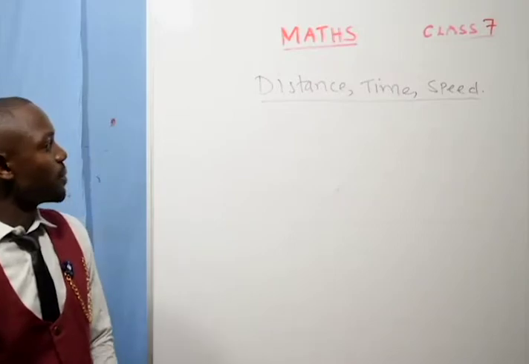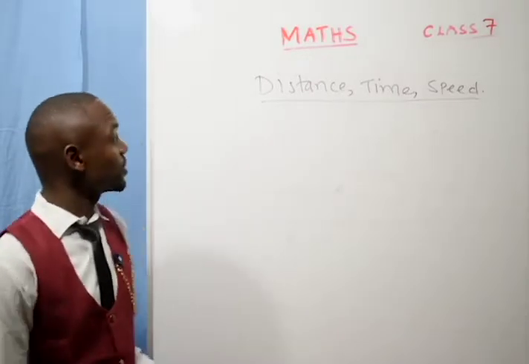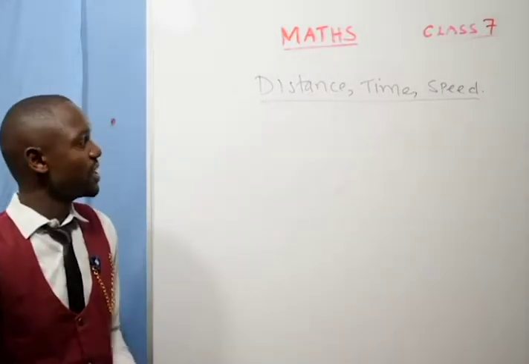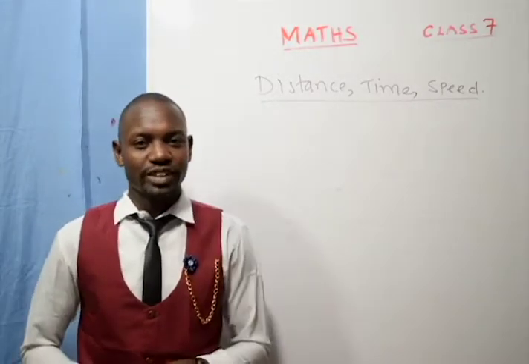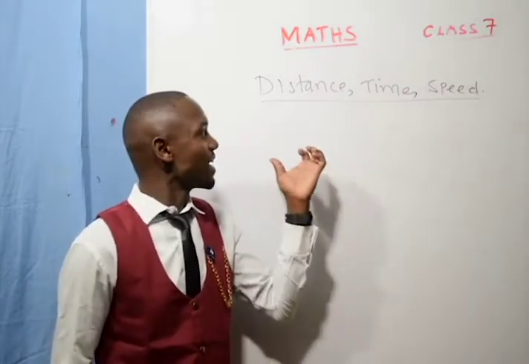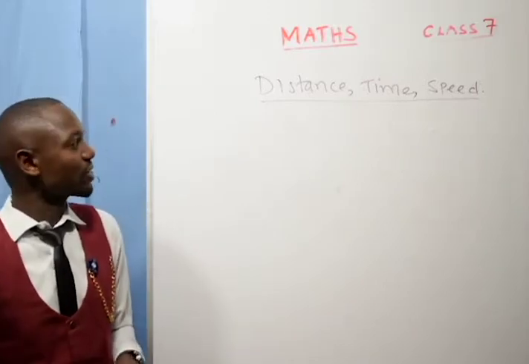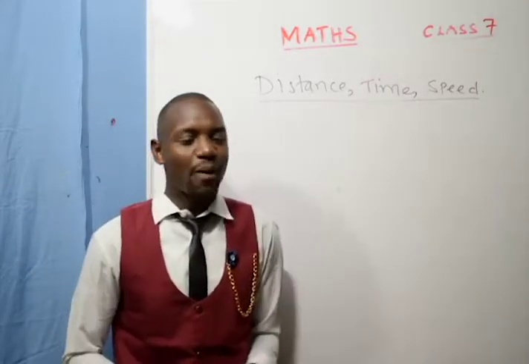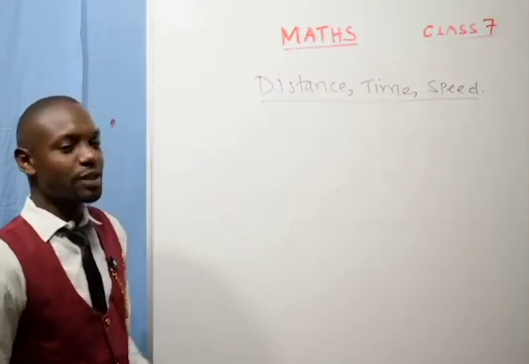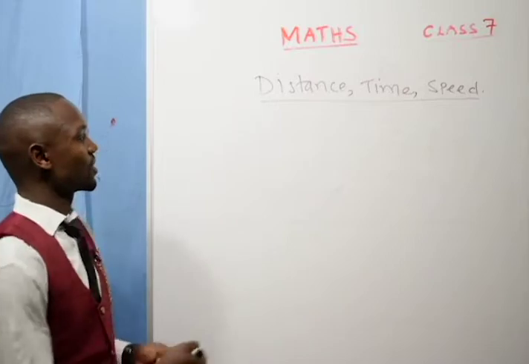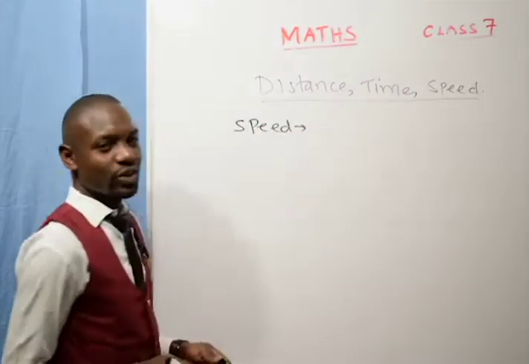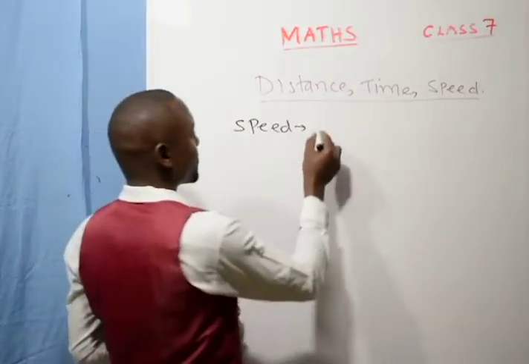Hello, class 7 peoples. Welcome once again to today's lesson. Today we are going to look at the topic time, distance, and speed, and the relationship between time, distance, and speed. Distance is the length of the journey in kilometers or in meters. Time is given in hours or seconds, and speed in either kilometers per hour or meters per second. We say that speed is defined as the rate at which a certain distance is covered.